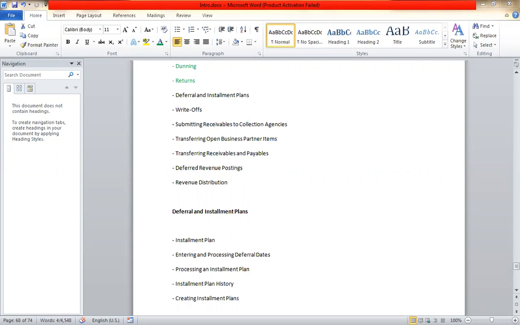So the deferral and installment plan has got an integration with item interest calculation that we were discussing in our previous class. You can calculate interest on the installment plans. You remember, right, Rahul? Yes, sir.